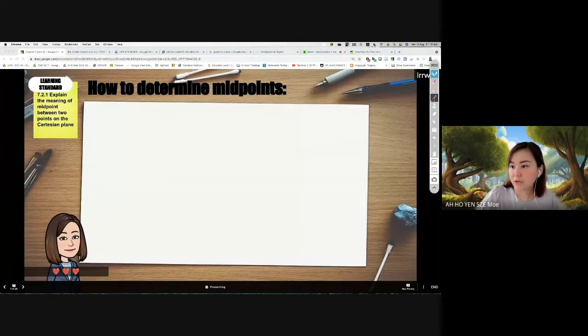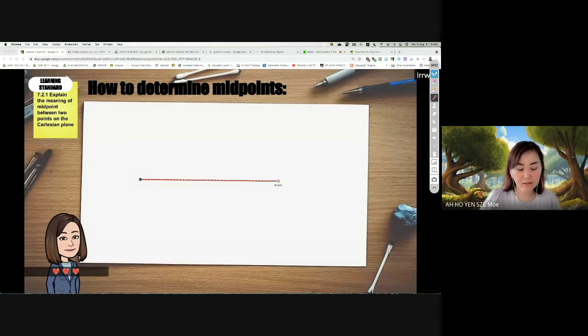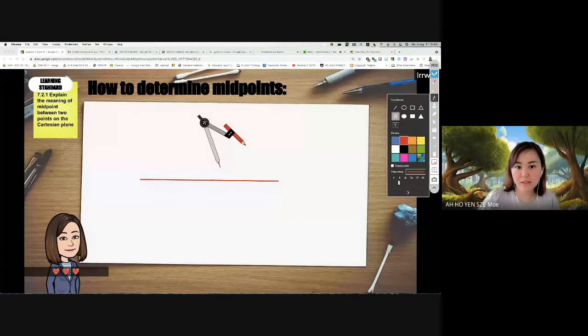Shall I draw a straight line first? I want to determine the midpoint, so I draw a straight line. Can see or not? I draw here a straight line. Yes or no? Yes, okay. So I didn't make a dot. Supposed to be this is a starting point, this is our end point.